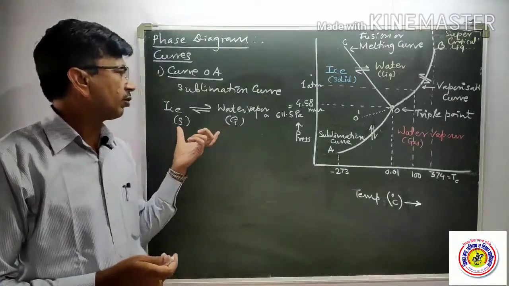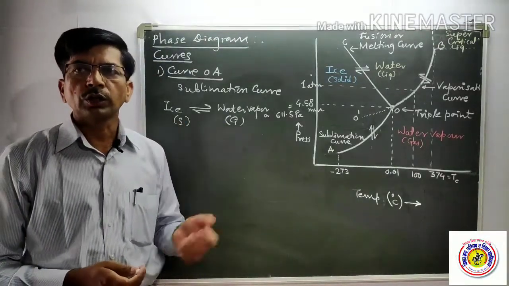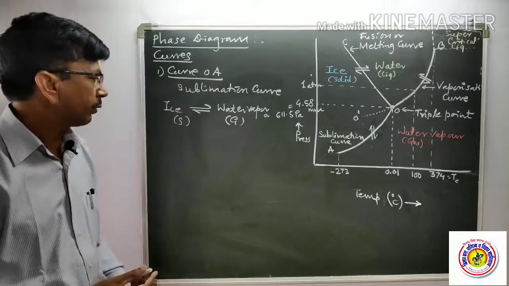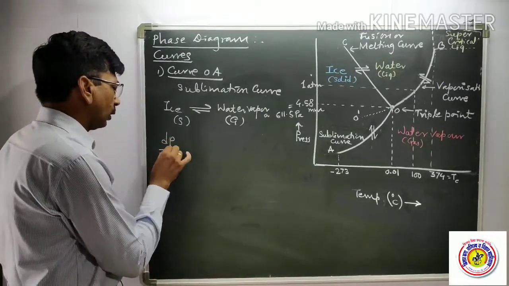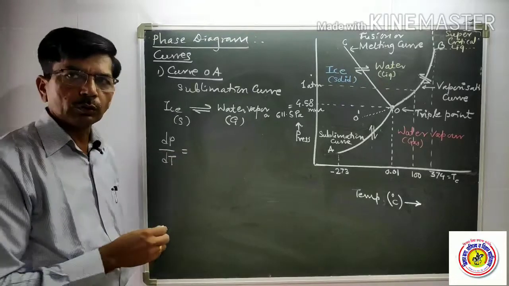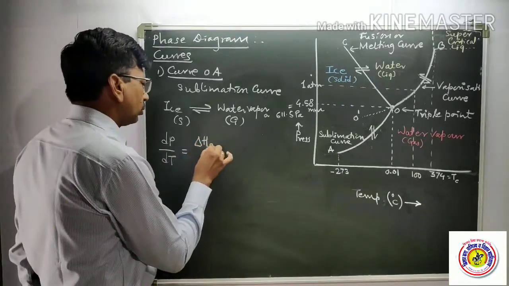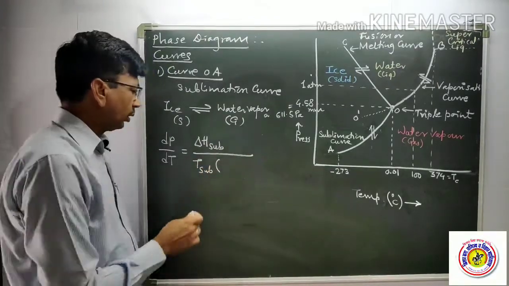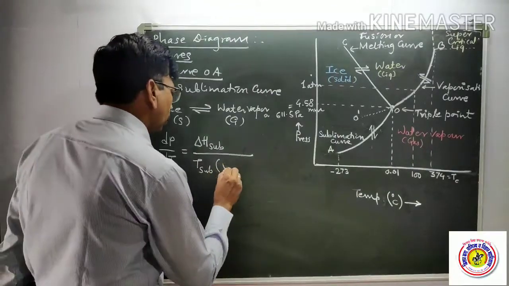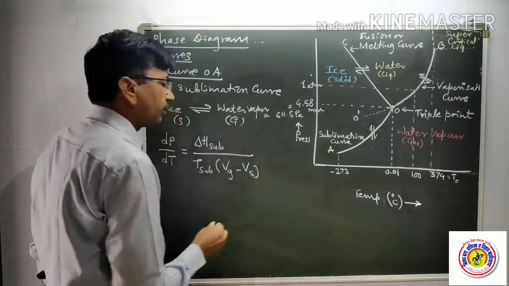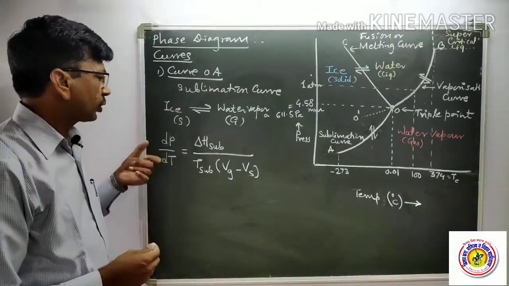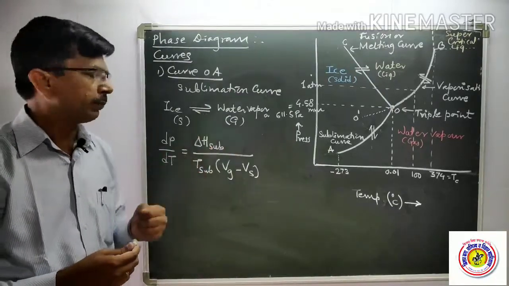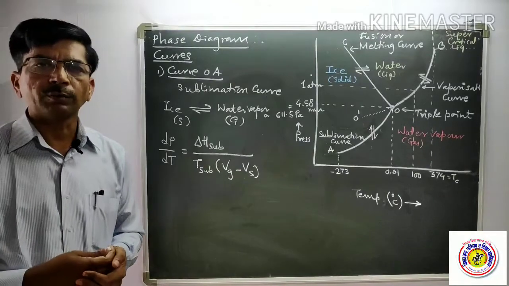Now the quantitative relationship between these two states is given by the equation called the Clausius-Clapeyron equation. That equation is dP by dT is equal to delta H of sublimation upon T of sublimation, or temperature of sublimation, into the volume of the gaseous state minus the volume of the solid state, or ice. So this equation is called the Clausius-Clapeyron equation for this particular equilibrium.